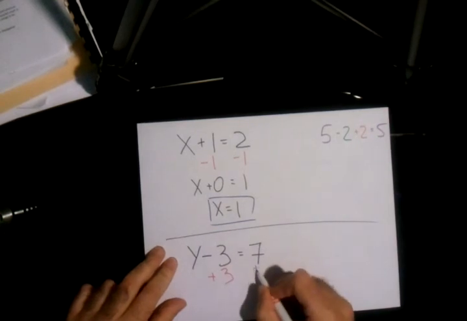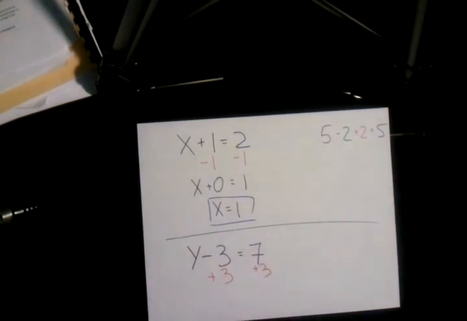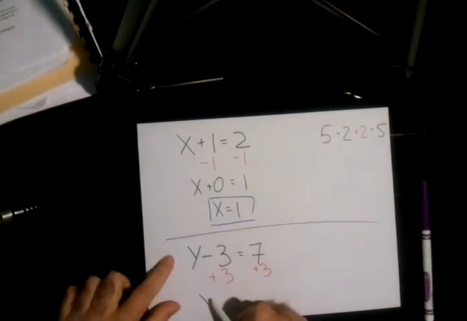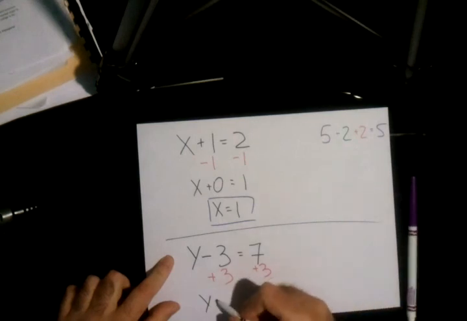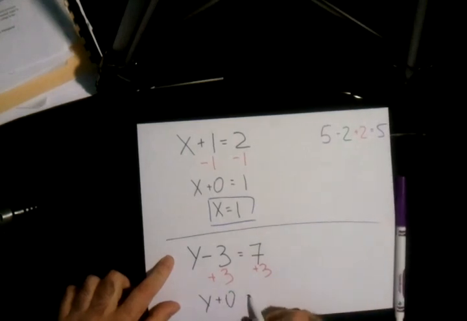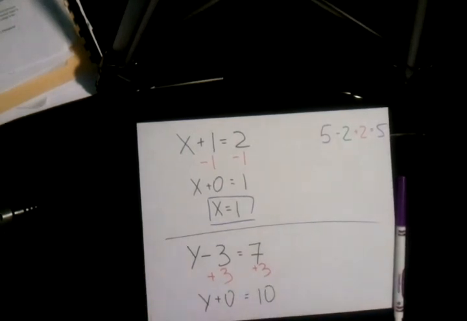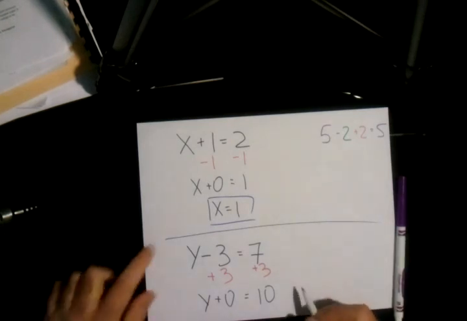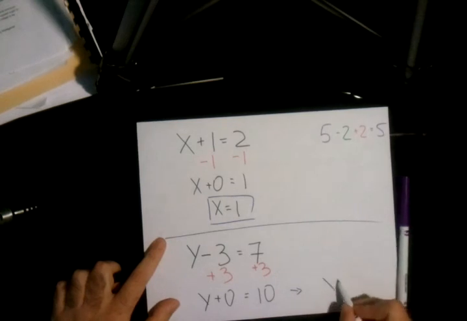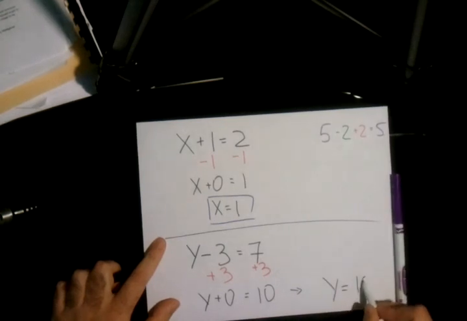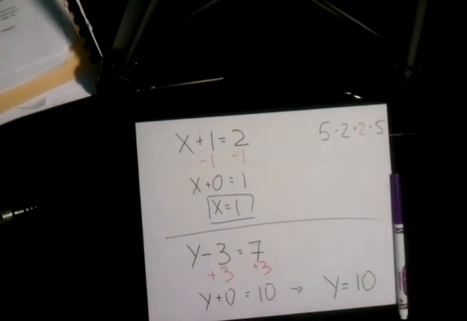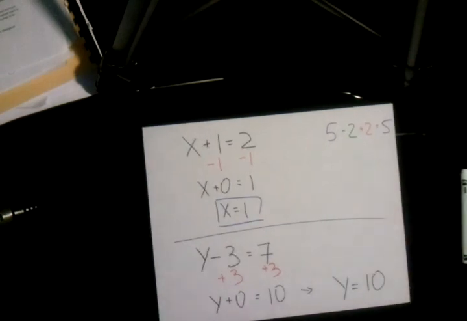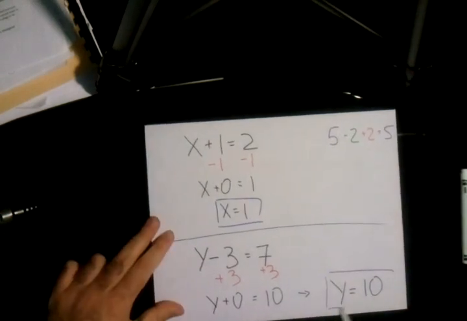And remember, I have to do it to both sides, because if I just do it to one side, it's going to unbalance this particular equation. When I do that, I end up with y plus 0 equals 10. And once again, 0 added to any number is the number itself. So the end result is that y equals 10. And that is my answer. That is my solution to this particular equation.